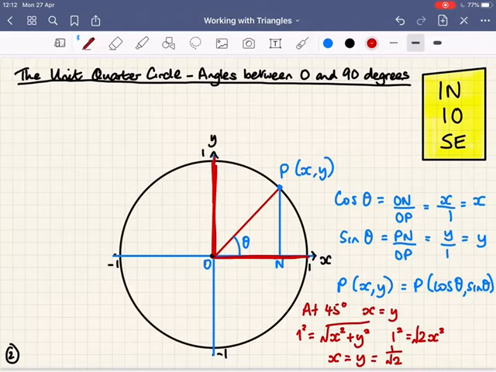So you can see just within that single unit quarter circle, the first quarter, which measures angles between 0 and 90 degrees, by constructing this right-angled triangle, anywhere along that circumference the coordinates will tell us the values of cosine and sine.